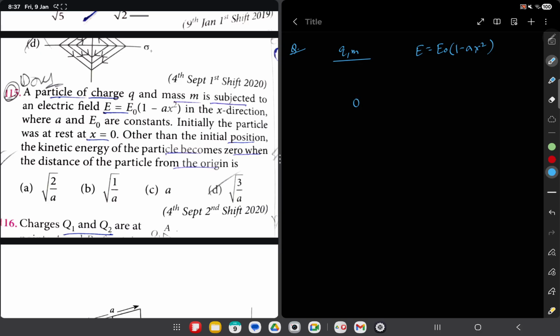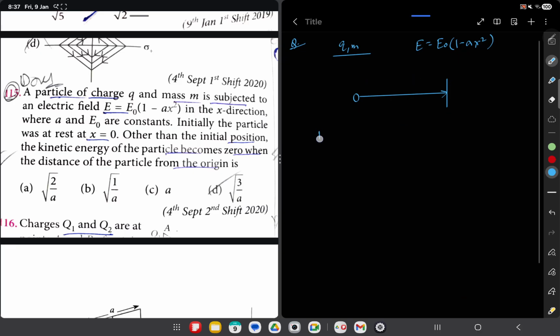Other than the initial position, the kinetic energy of the particle becomes 0 when the distance of the particle from the origin is what? So at some position again the velocity will be 0, because initially, whenever x is very small, the electric field will act in this direction since 1 minus a x square is positive. But after some time, when x gets a higher value, the electric field becomes negative, so it will act in the opposite direction. So initially the particle will accelerate, then retard and come to 0.